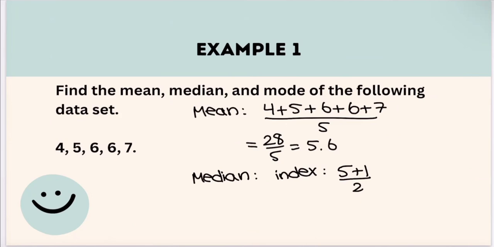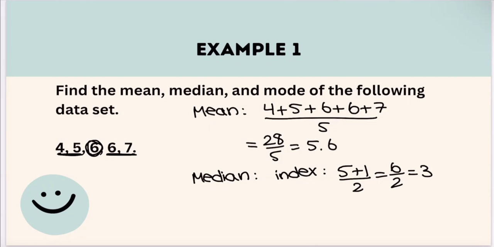But in this example, we just have 5 plus 1 divided by 2, which is 6 divided by 2, which is 3. So therefore, the index is 3 for the median. So therefore, the median would be the third number. And we can check that this is correct by noticing that this must be the middle number because there's two numbers to the left of it and also two numbers to the right of it. So half the data set is to the right and half the data set is to the left. And so that's further proof that we have gotten it correct.